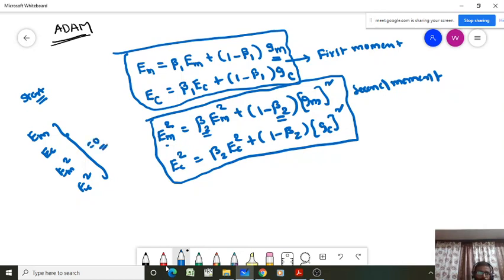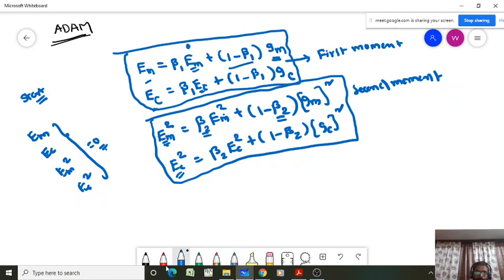Let us assume we are in the first iteration, and you are going to calculate EM, EC, EM2, EC2. While calculating all these four, we require EM, EC, EM2 and EC2, right? So we have to initialize all these four parameters in step 1 to 0. Hope you agree with this, right? So as these are 0, beta 1 into 0 is 0, beta 2 into 0 is 0. So all these values are 0.